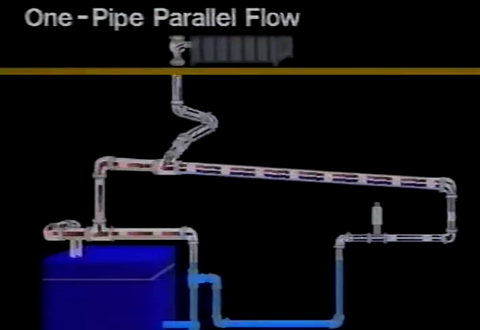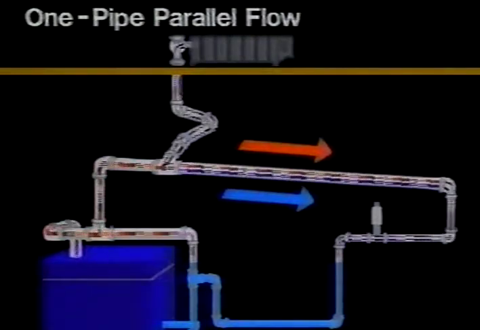With this understanding of a basic one-pipe steam boiler system, let's take a look at some other typical steam piping systems. The system we've been using as our example is known as a one-pipe parallel flow. Here, the steam and the condensate flow in the same direction in the supply and return main.